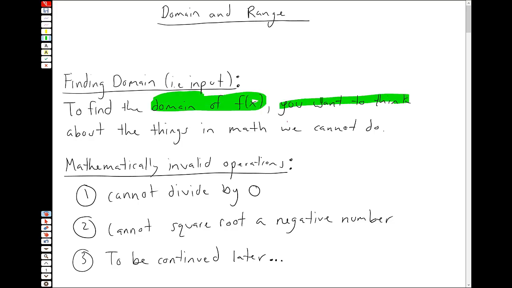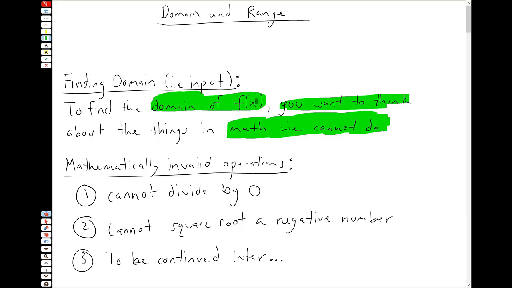you really want to think about the things in math that we cannot do. Okay, and I'm sure you guys know most of these, and we're actually going to add to this list as the semester goes on. But here's some mathematically invalid operations. One, and this is going to be the same for any class you take in math, you can never divide by 0. Okay? So if you ever have an x value that would lead to you dividing by 0, you want to throw it out. 2, you cannot take the square root of a negative number. So if any input would lead you to taking a square root of a negative number, then you want to throw that out as well.